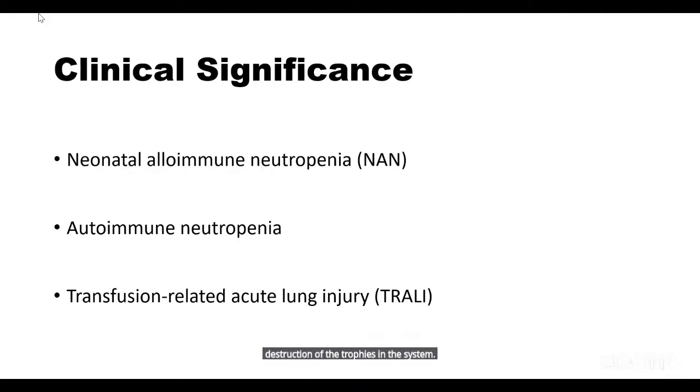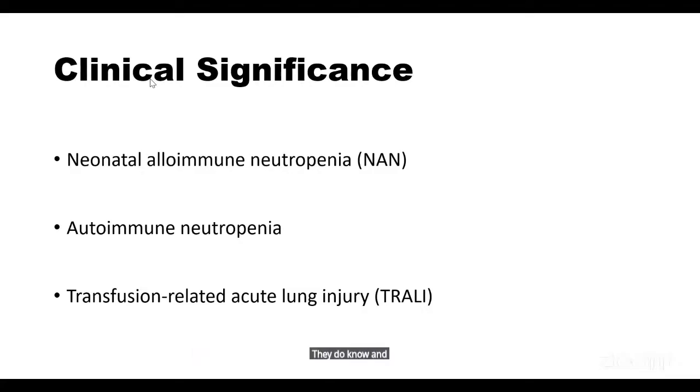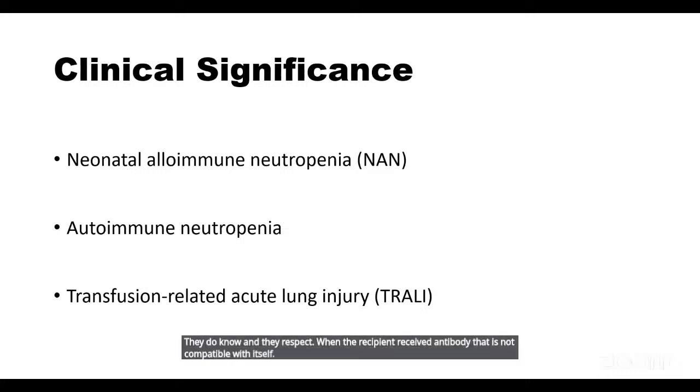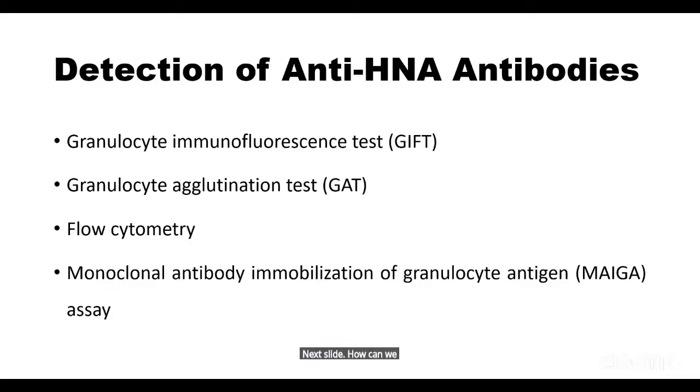Then there is transfusion-related, when we are talking about blood transfusion, the donor and the recipient. When the recipient receives antibody that is not compatible with itself, I mean the neutrophil antibody, it is going to destroy the lung. It will cause acute lung injury. That's the reason why we are studying HNA. Next slide.